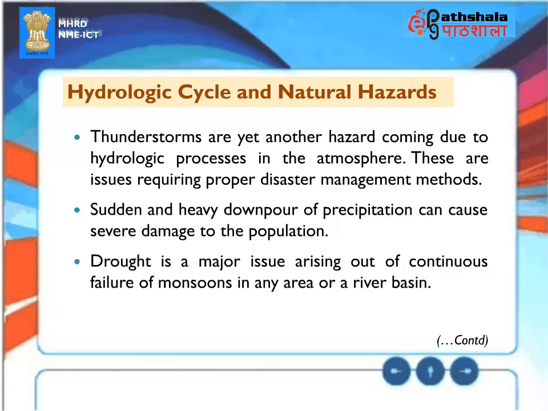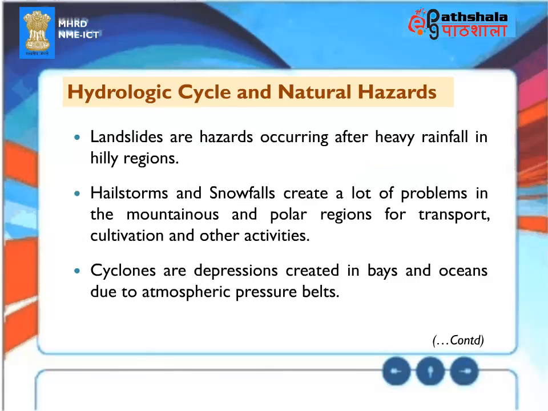Thunderstorms are yet another hazard coming due to hydrologic processes in the atmosphere. These are issues requiring proper disaster management methods. Sudden and heavy downpour of precipitation can cause severe damage to the population. Drought is a major issue arising out of continuous failure of monsoons in any area or a river basin. Landslides are hazards occurring after heavy rainfall in hilly regions. Hailstorms and snowfalls create a lot of problems in the mountainous and polar regions for transport, cultivation, and other activities.